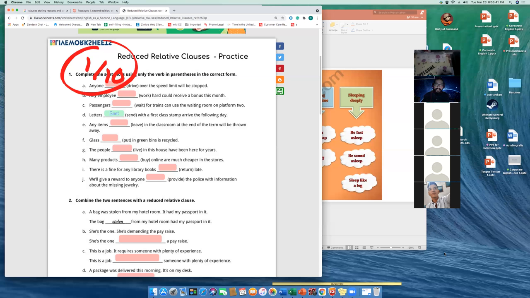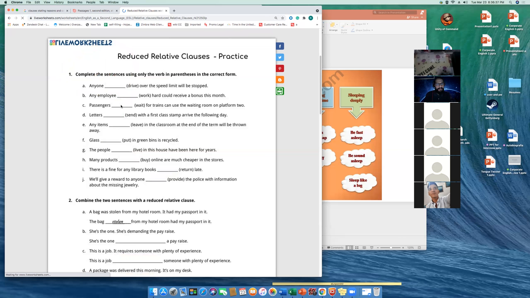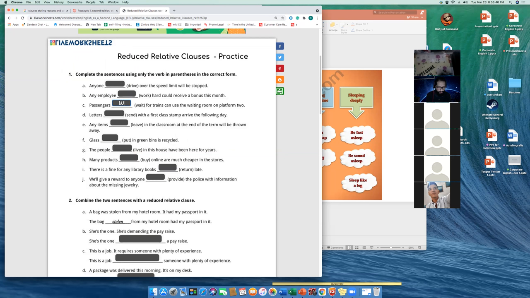Now, I guess the simplest way to look at it is what form of that verb would fit best when taking the whole sentence into consideration. When we add ing, this is the form of present, right? It's happening right this moment. So on C, for example, let's use C. When we were doing C, we did passengers waiting for trains can use the waiting room. Passengers waiting, I believe, was the one.